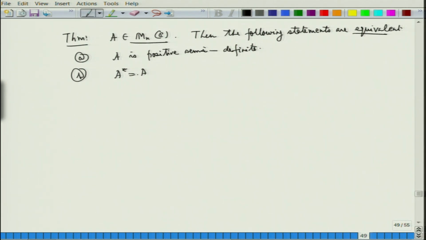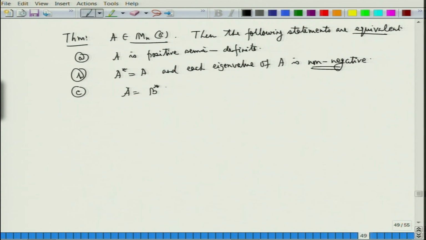I am not stressing on this because I am already assuming it. And each eigenvalue of A is non-negative. C, A is equal to B star B for some matrix B. So this part is our assumption. I do not want to waste my time proving it, you can try it out yourself, fine.